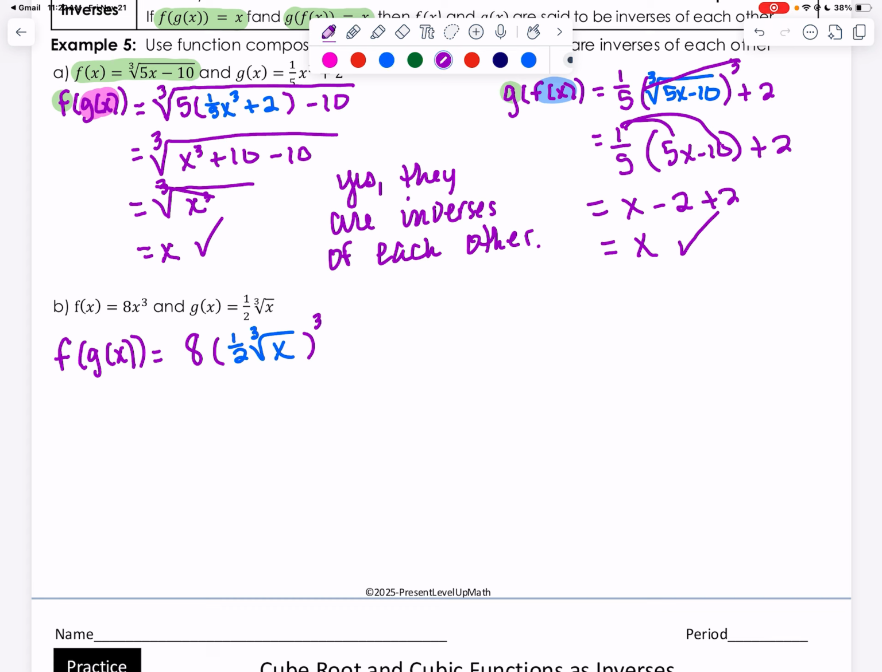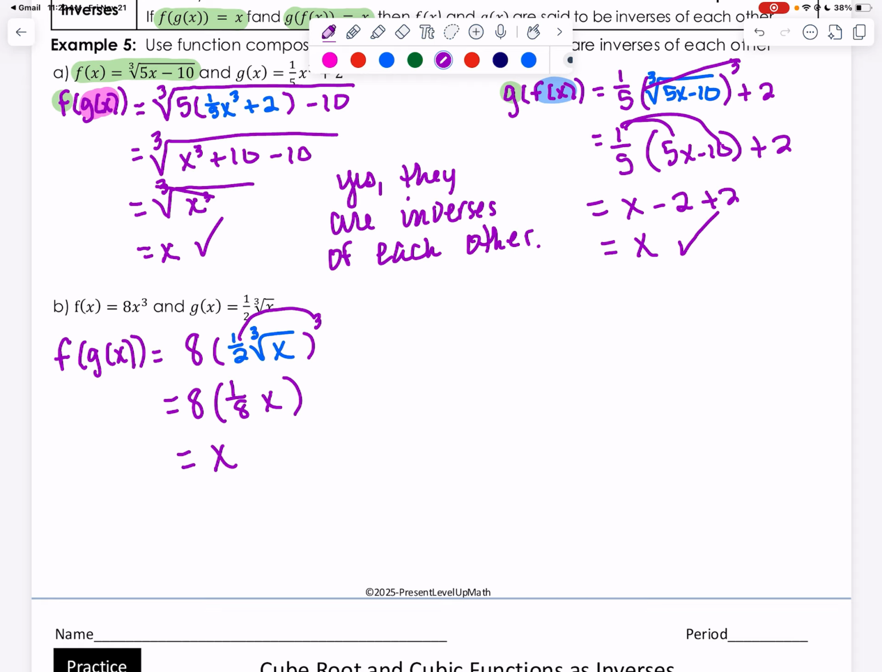Now, according to our order of operations, we want to do the exponents first. So drop the 8 down, and we want to do 1/2 to the third power, which we already learned was 1/8, and then the cube root of x cubed is just x. So 8 times 1/8 is just 1x.